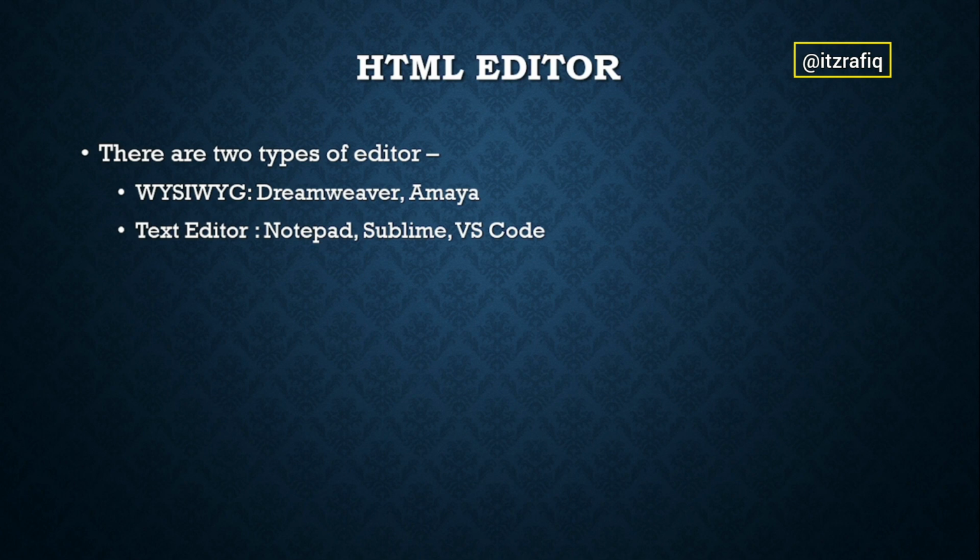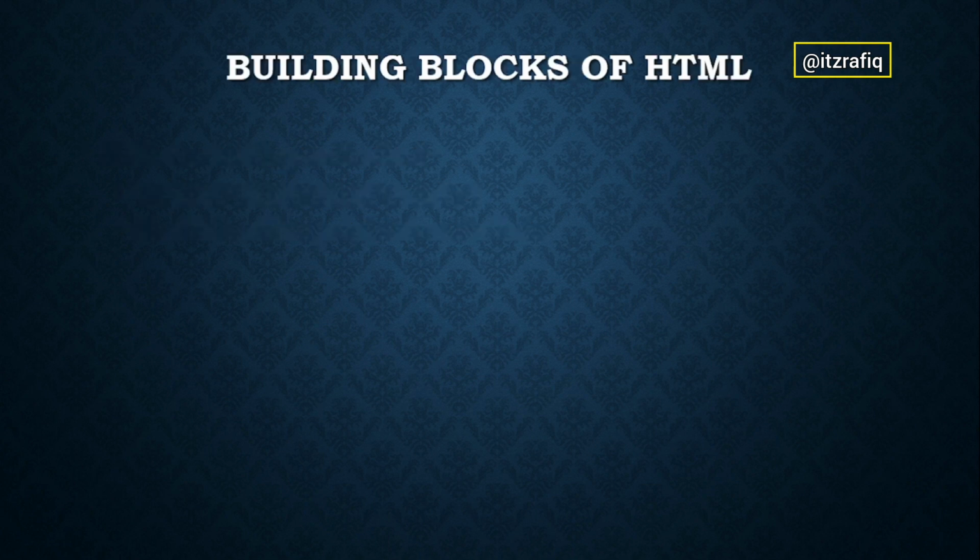The next one is the text editor. There you have to write the commands yourself, for example Notepad, Sublime or VS Code. And here also you will get some differences. In Notepad, everything you have to write yourself, but if you are using Sublime or VS Code, there you can use auto generated code. Auto generated means, suppose you want to type body, when you type B, the other text required, ODY, it will automatically suggest to you. If you want, you can use it. And the closing tag it will add automatically, so you can save time by using Sublime or VS Code.